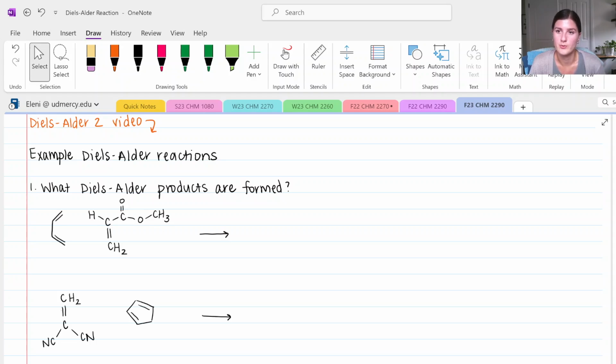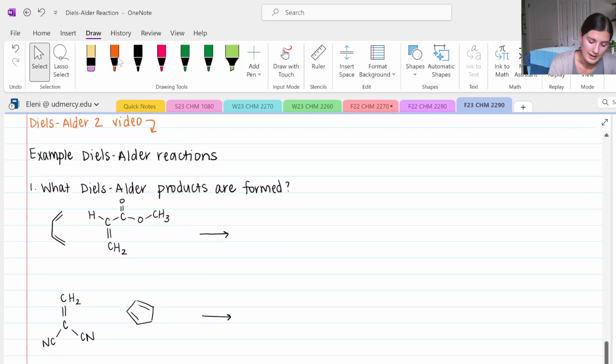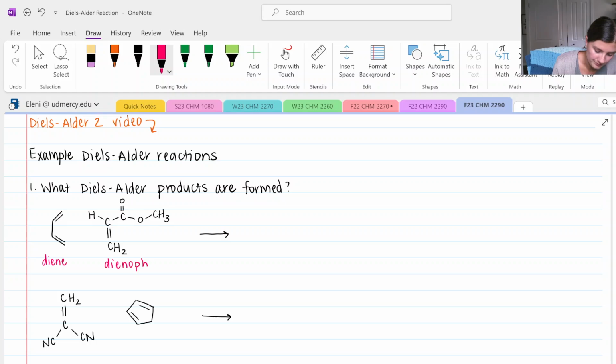We have two different reactions here, two different sets of reagents. Anytime you're going through these types of questions, I recommend first identifying which molecule is the diene and which molecule is the dienophile. In the first example, we have, again, 1,3-butadiene. So this is going to be our diene, and this molecule is our dienophile.